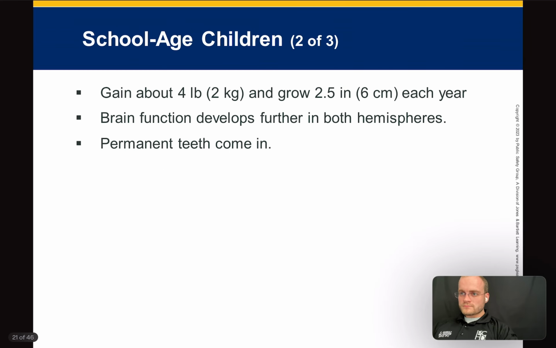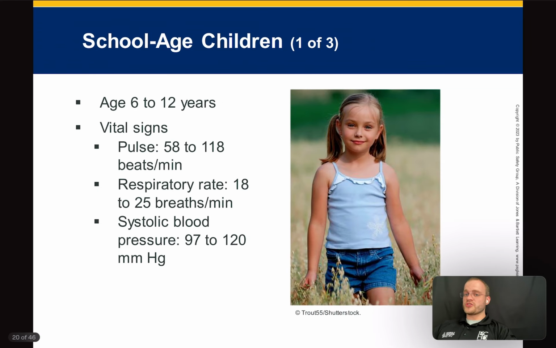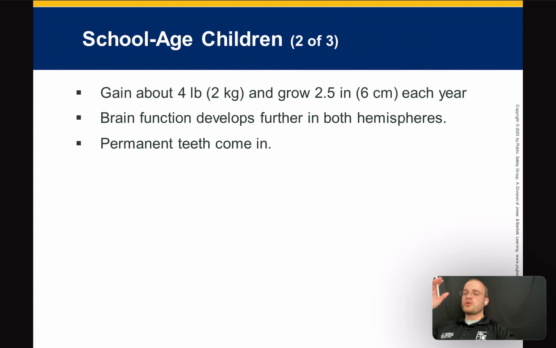Now, a school age child, which is age 6 to 12, will gain about 4 pounds and grow about 2.5 inches each year. Right, so this is pre-puberty. This is normal. They typically won't have puberty yet. And the brain function develops further in both hemispheres.